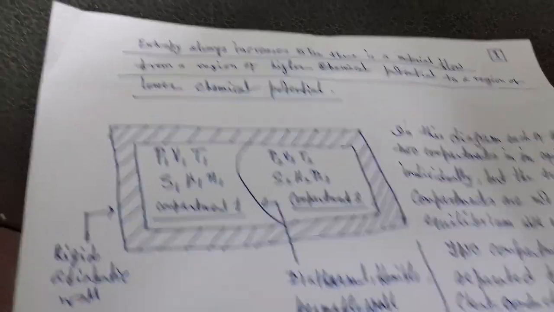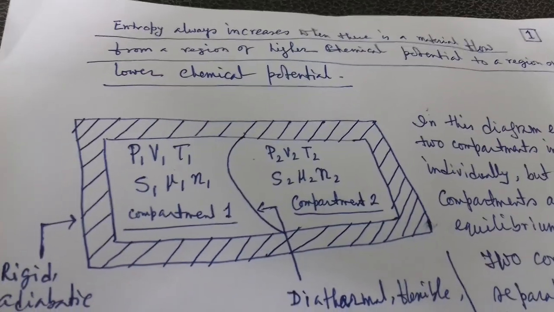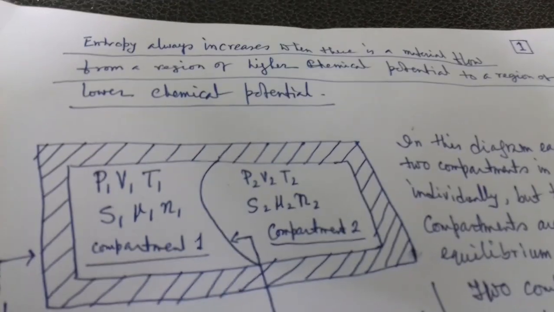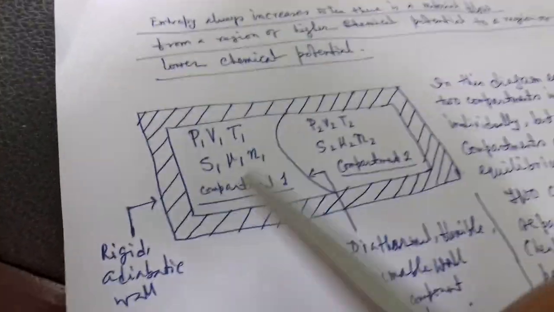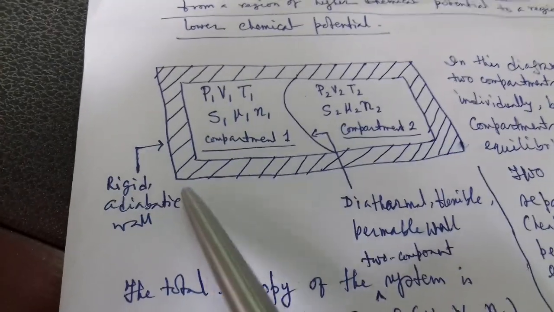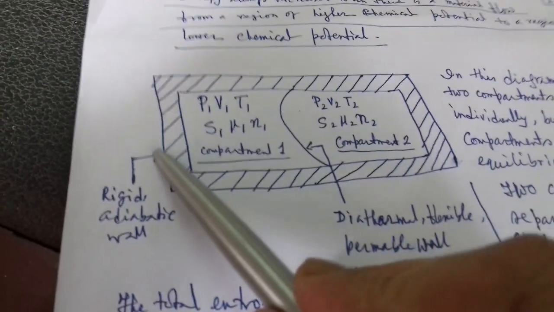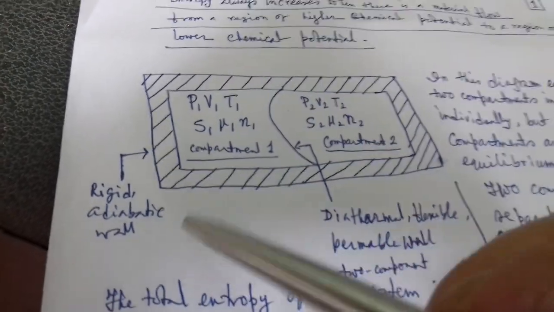Okay, so along similar lines, today we take another phenomenological model, and here we show that the entropy always increases when there is a material flow from a region of higher chemical potential to a region of lower chemical potential. To start with, we consider this model where there are two compartments placed together within a rigid adiabatic wall, that is, no heat can come out and no material can flow from outside of these two compartments.